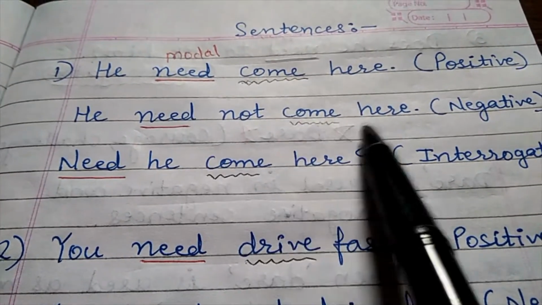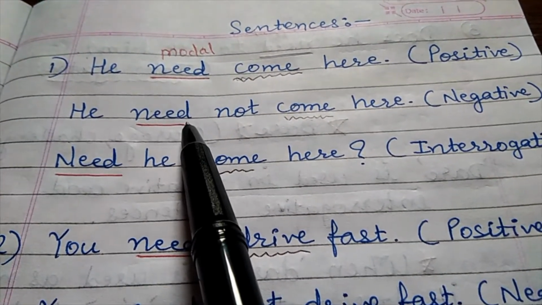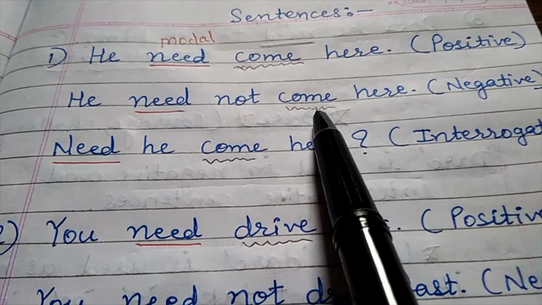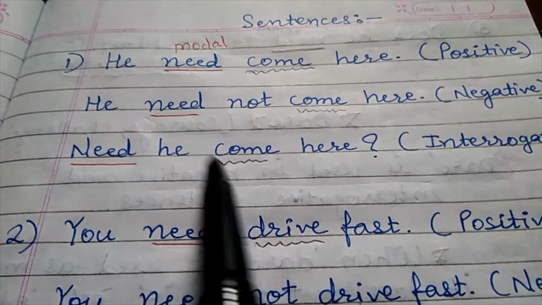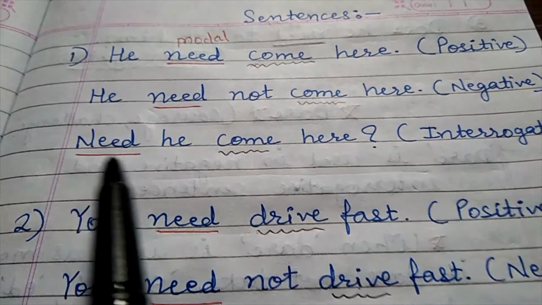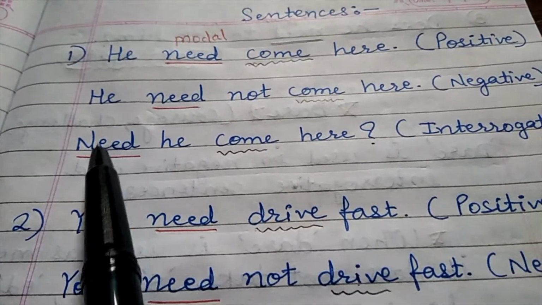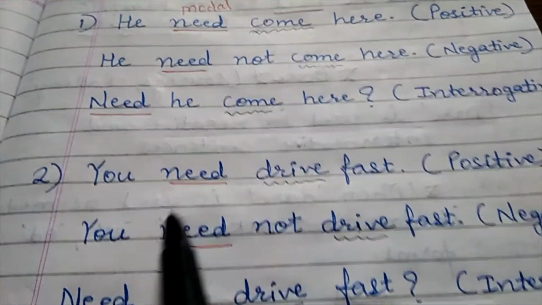He need not come here. This is a negative sentence. So need acts as modal auxiliary and come is the ordinary verb or main verb in this sentence. Need he come here? This is an interrogative sentence. So again need is used as modal auxiliary and come is an ordinary verb.